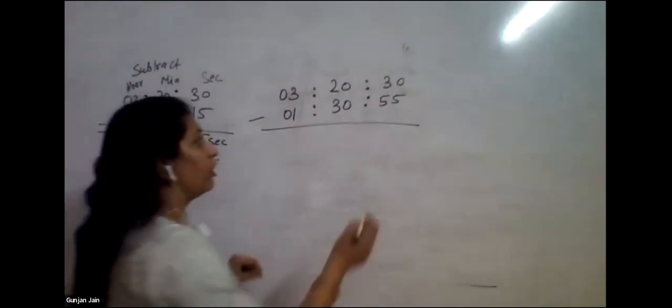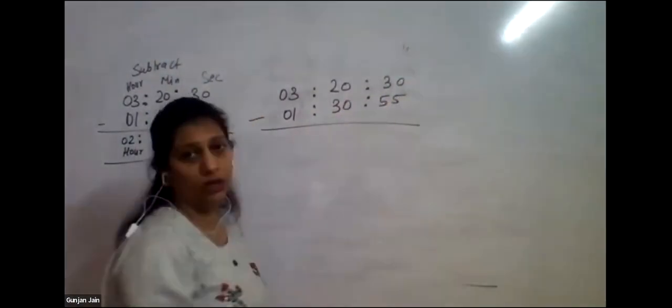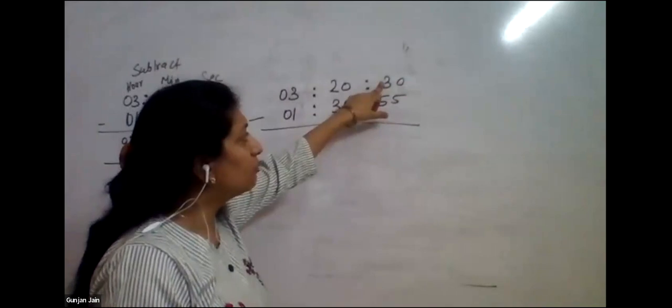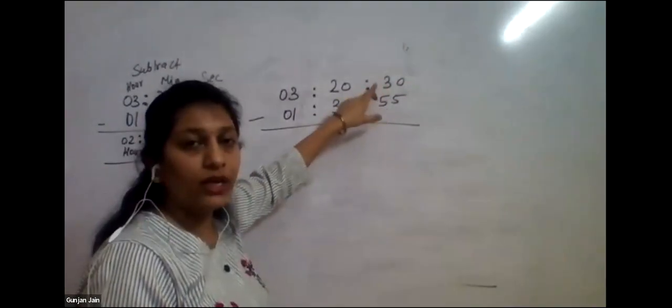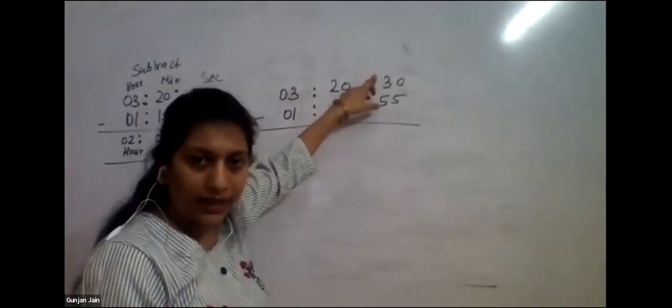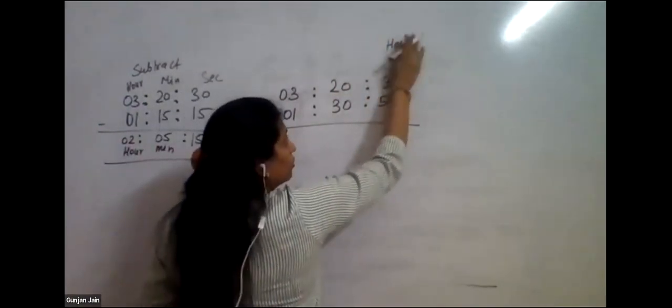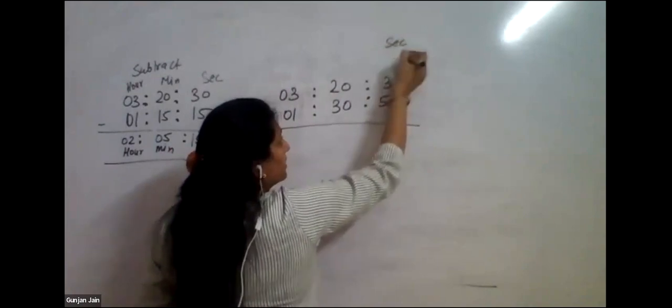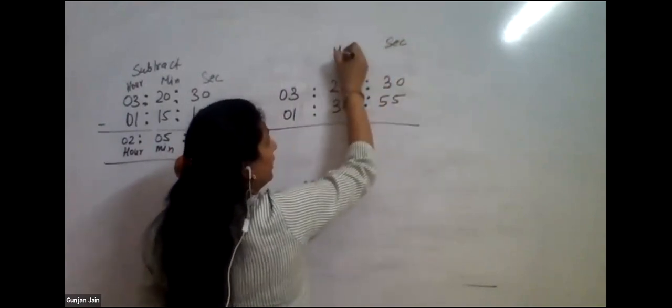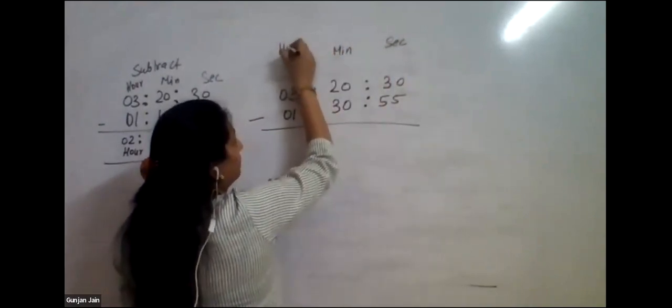But what if your top value is less than your bottom value? You cannot subtract a bigger value from a smaller value, right? So what we will do, we will take a borrow. So what we will borrow from this is 30 seconds, this is 20 minutes, and this is hour.